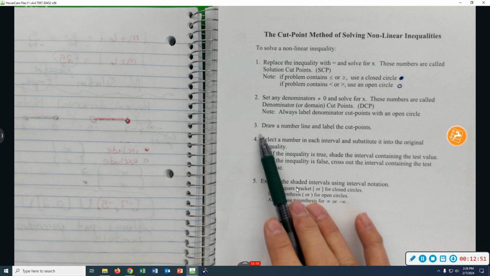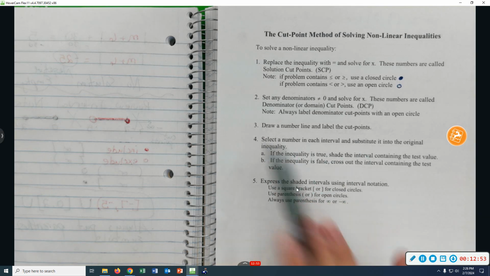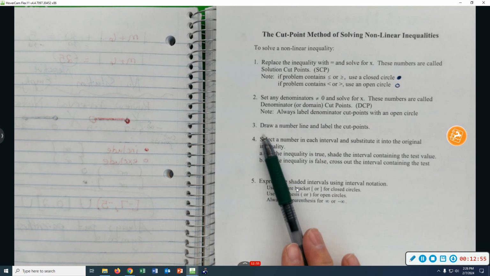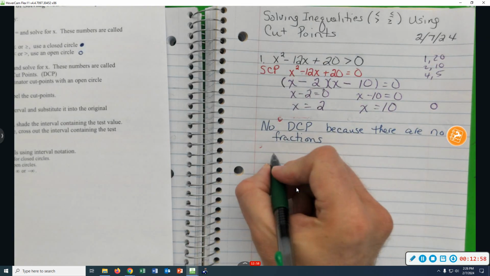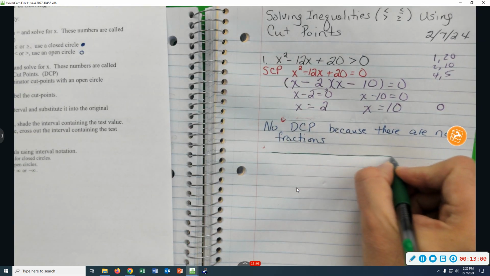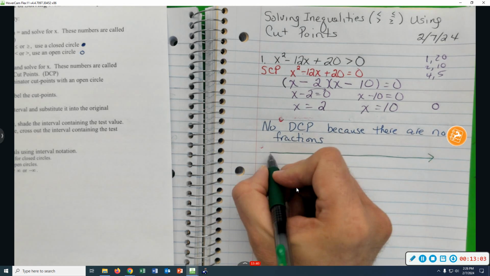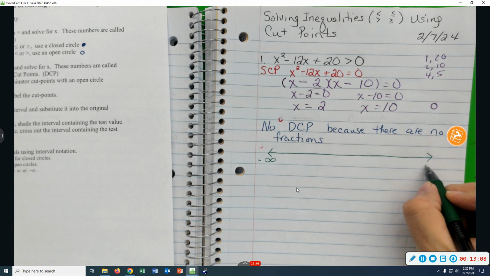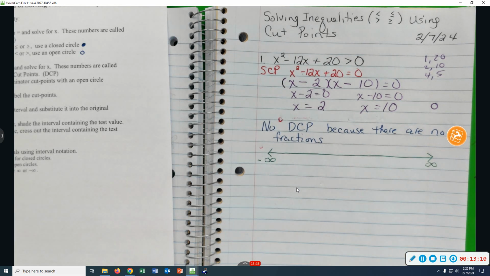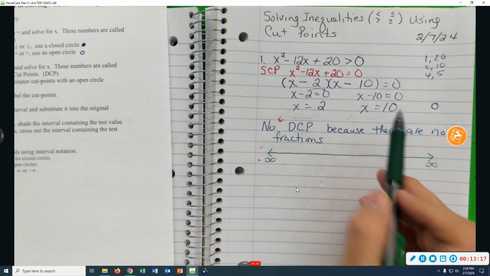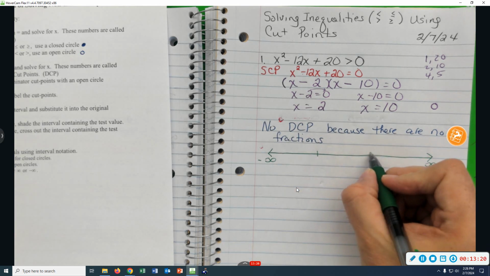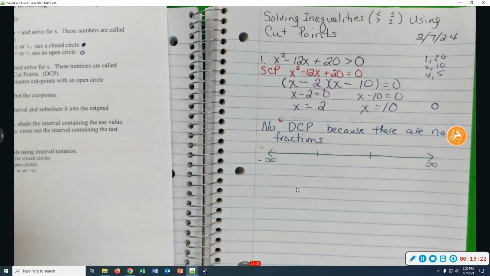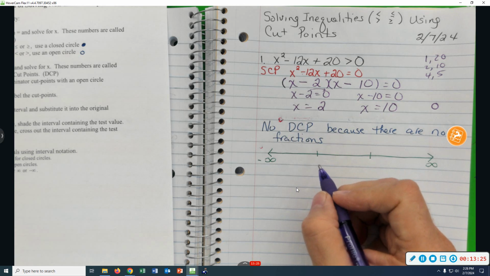When I say these steps, I'm referring to the cut points method here. Draw a number line and label the cut points. Don't label anything other than negative infinity on the left arrow and positive infinity on the right. It might be tempting to label 0, 1, 2, 3, but don't. Just put 2 marks, label 2 and 10.